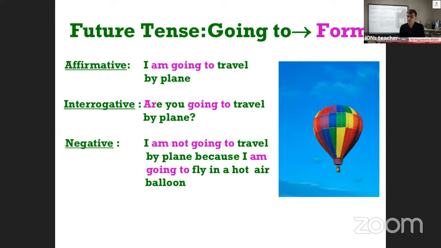I'm going to travel by plane. Are you going to travel by plane? I'm not going to travel by plane because I'm going to fly in a hot air balloon. Okay, these are all going to constructions. There is a positive, negative, and question or interrogative. Are you going to travel by plane?